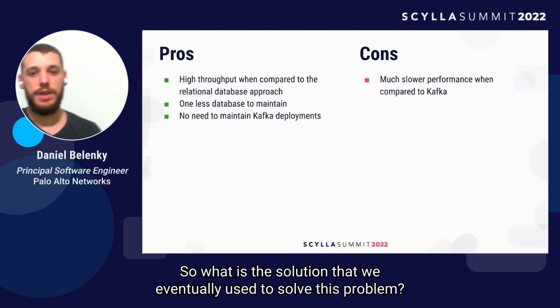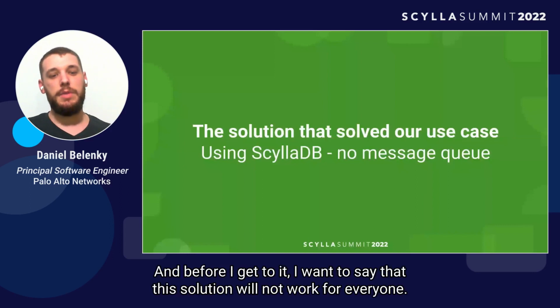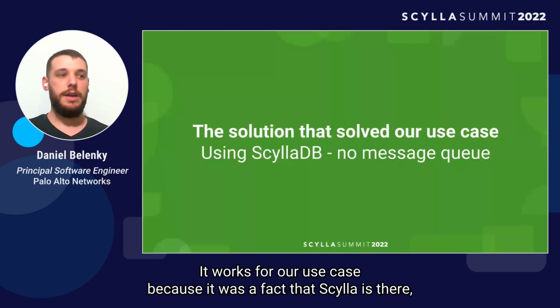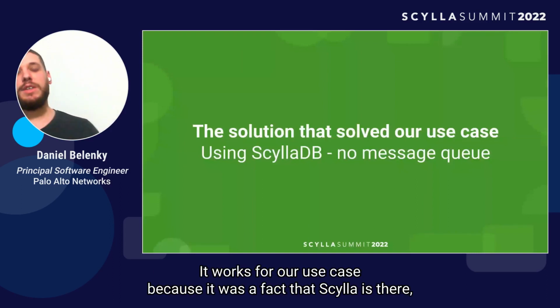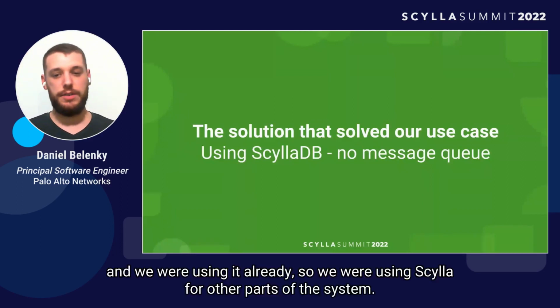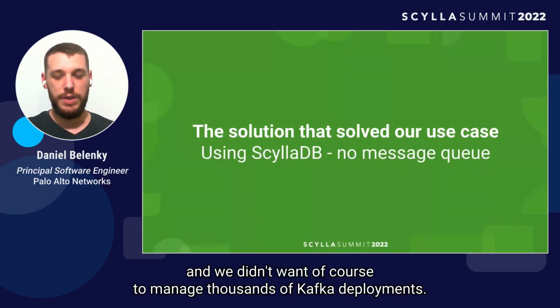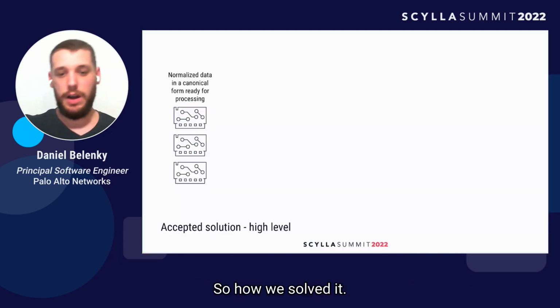So what is the solution that we've eventually used to solve this problem? And before I get to it, I want to say that this solution will not work for everyone. It works for our use case because Scylla was there and we were using it already. We were using Scylla for other parts of the system. So it was just available for us at that point in time. And we didn't want, of course, to manage thousands of Kafka deployments. So how did we solve it?